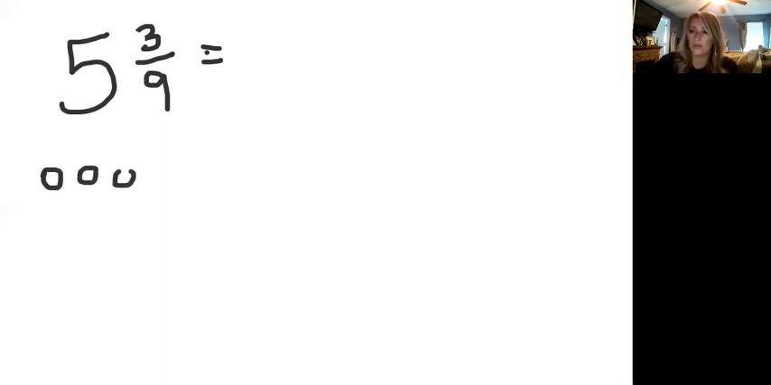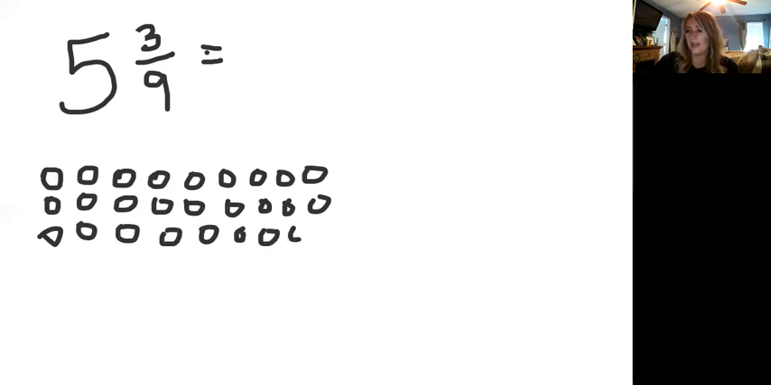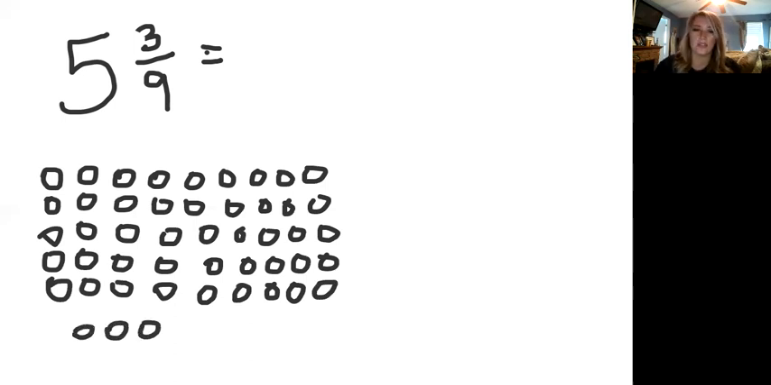1, 2, 3, 4, 5, 6, 7, 8, 9. That's 1 whole. 1, 2, 3, 4, 5, 6, 7, 8, 9. That's 2. That's 3. That's 4. 1, 2, 3, 4, 5, 6, 7, 8, 9, that's 5. Notice that I kept all of my circles in nice, neat, organized rows.